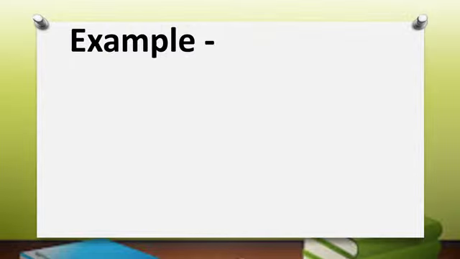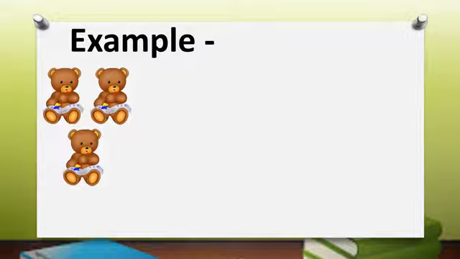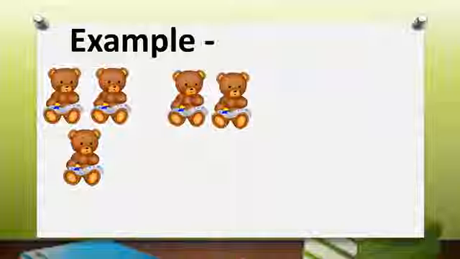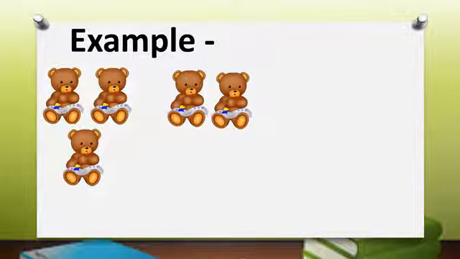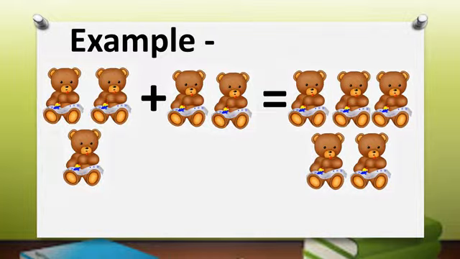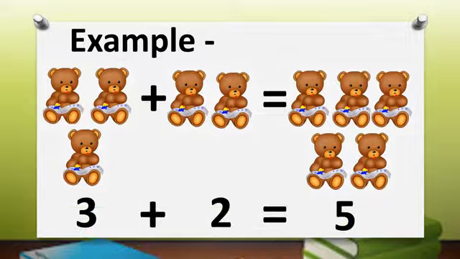In this example, there are 3 little teddy bears. And then 2 more join them. So now we need to find out the total number of bears. And for that, we need to add. So 3 bears plus 2 bears is equal to, let's count them. 1, 2, 3, 4, 5. 5 little teddy bears. So 3 plus 2 is equal to 5.